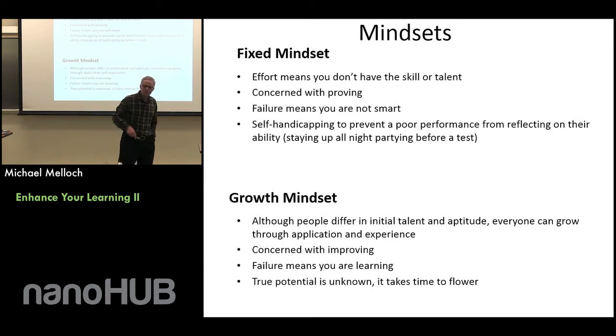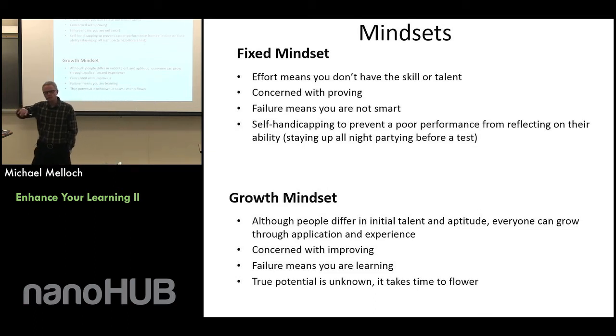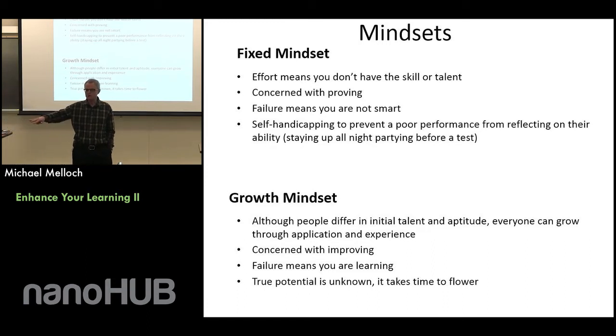Fixed mindset people will self-handicap. They won't go into a difficult program of study because they don't want to be proven that they're not smart. They may not take a course because they've heard it's a difficult course. Or they'll stay up partying and then they have an excuse: I hadn't recovered when I went in to take the test. Growth mindset people believe true potential is unknown and it takes time to flower.